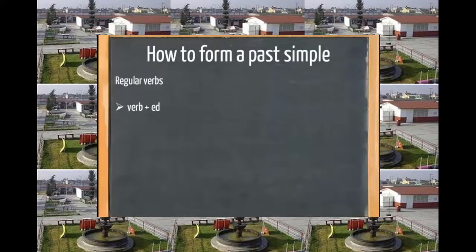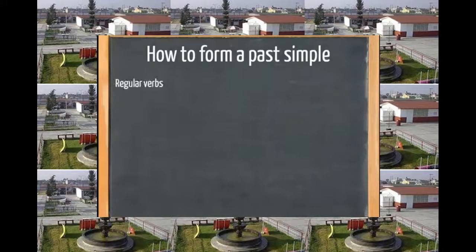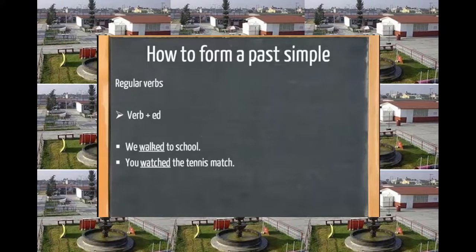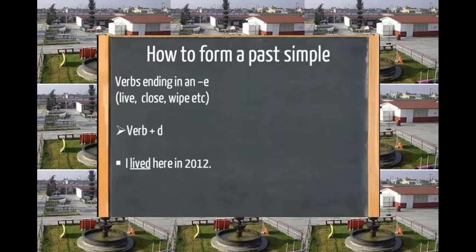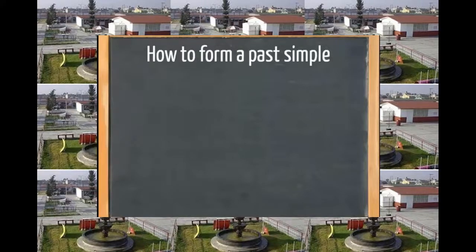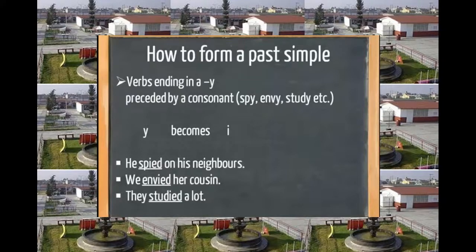For the regular verbs, we simply use the infinitive form of the verb and we add ed. I kicked the ball. You closed the door. He wiped the table. She cooked dinner. And it rained yesterday for the singular forms. And for the plural forms, we walked to school. You watched the tennis match. They marked the tests. We need to pay extra attention to verbs that end in an e, such as live, close and wipe. With these verbs, we use the infinitive form of the verb, but we only add a d. For example, I lived here in 2012. He closed the window. They wiped the floor. We also need to pay extra attention to verbs that end in a y, especially those preceded by a consonant, such as spy, envy and study, the consonants being a p, a v and a d. Here the y changes into an I. For example, he spied on his neighbours. We envied her cousin. They studied a lot.